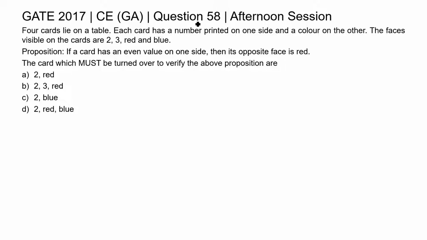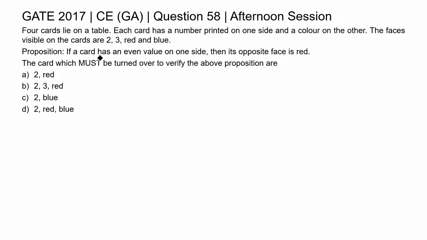This is question 58 of Civil Engineering General Aptitude section of GATE 2017 afternoon session. Four cards lie on a table. Each card has a number printed on one side and a color on the other. The faces visible on the cards are 2, 3, red and blue.